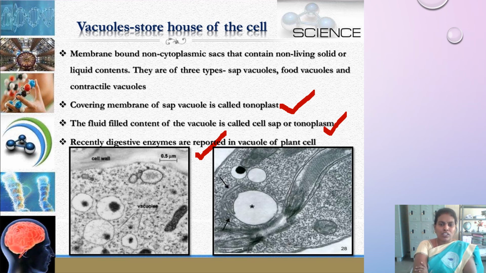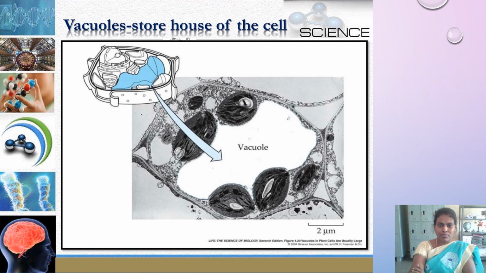See this picture here, these sap-like structures are called vacuoles. In animal cells, these are small. In plant cells, they occupy 50 to 60% of the cell place. See the structure here? This empty part is called vacuole. It is one plant cell. Maximum place of the plant cell is occupied by vacuole only.